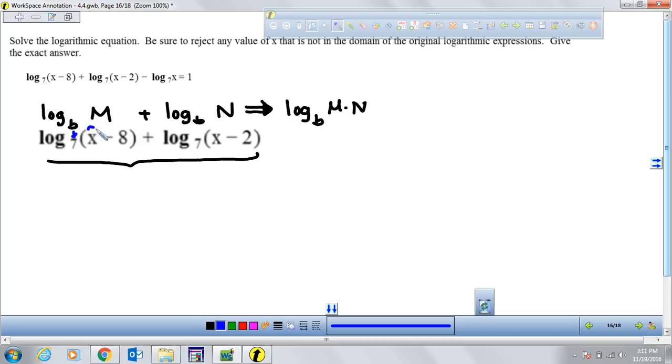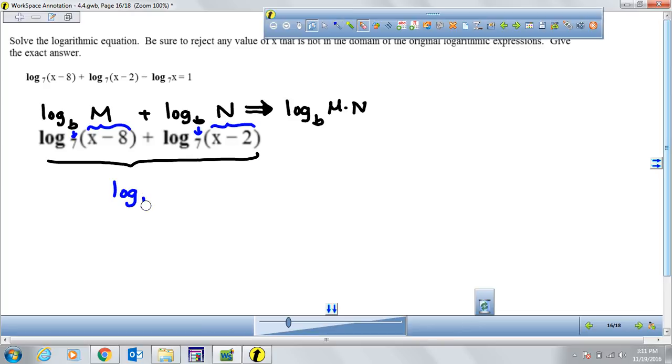So I'm going to condense these two logs, and they will become, this is my b, of course, and my m is represented by x minus 8, my b, which is 7 again, and my n is represented by x minus 2. So log base b of m, which is x minus 8, plus log base b, which is 7, of n, which is x minus 2, equals log base b, which in this case, I forgot, my base b is base 7, of m, which is x minus 8, times n, which is x minus 2.